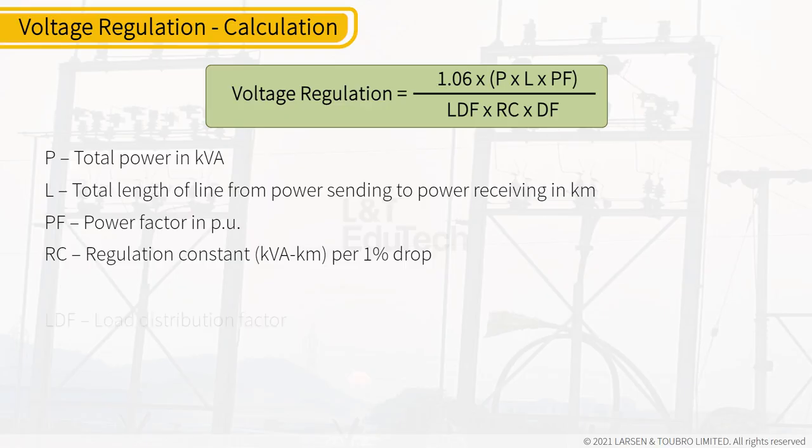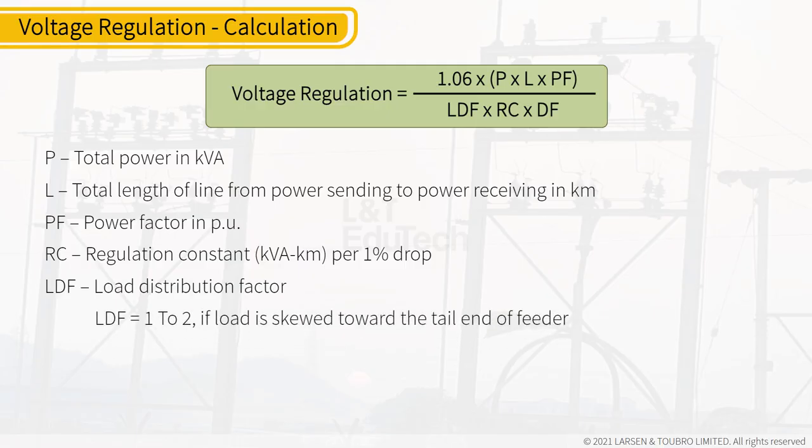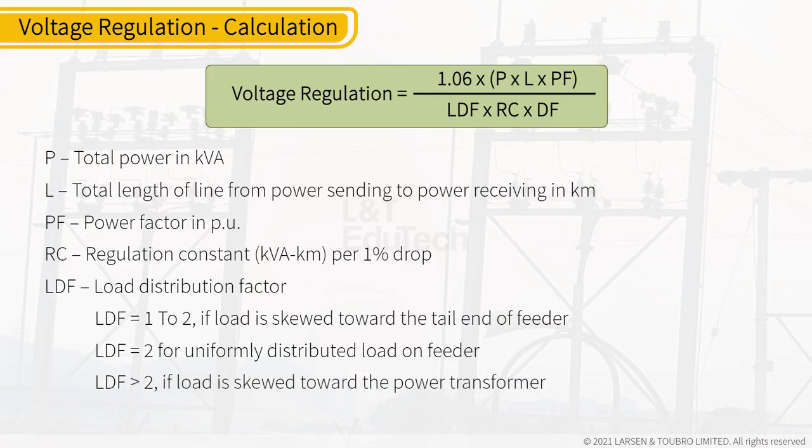LDF is the load distribution factor where LDF is equal to 1 to 2 if load is skewed towards the tail end of the feeder, LDF is equal to 2 for uniformly distributed load on feeder. LDF is greater than 2 if load is skewed towards the power transformer. DF is the diversity factor in per unit.